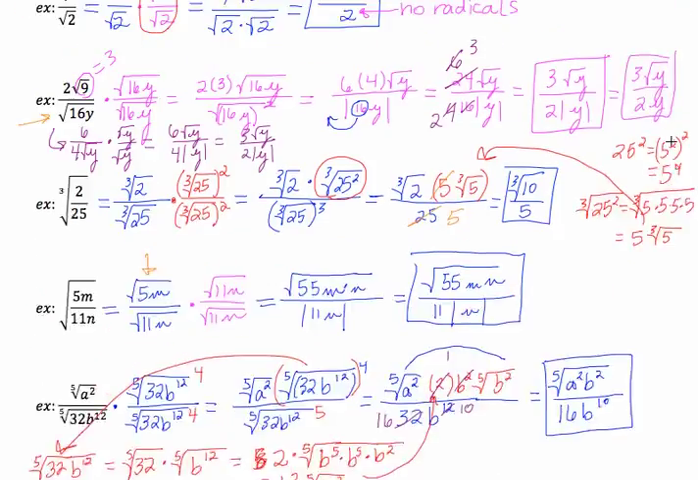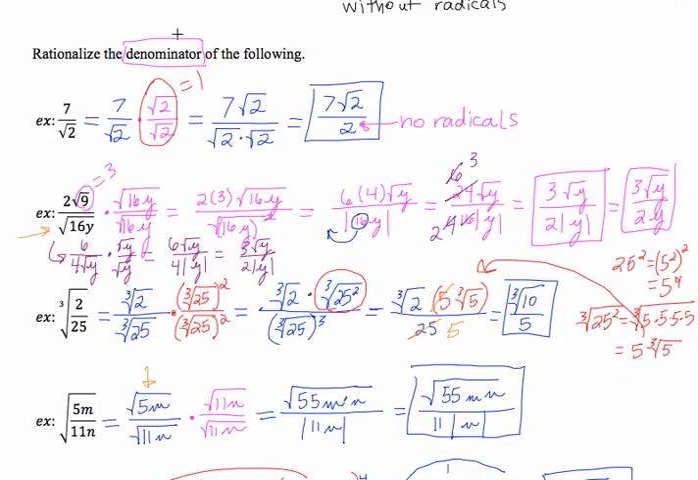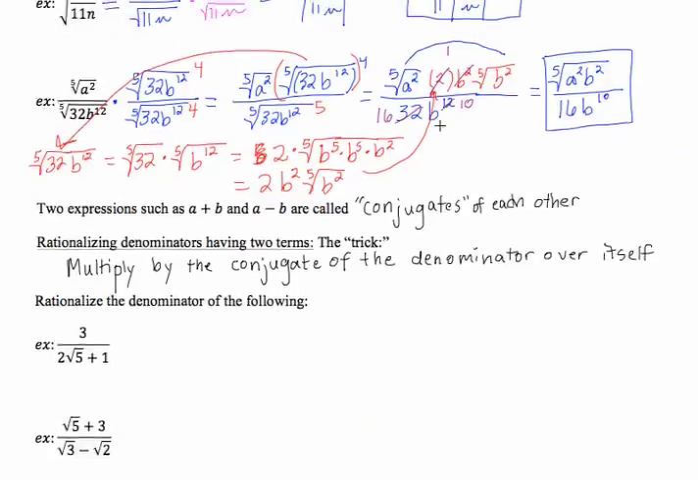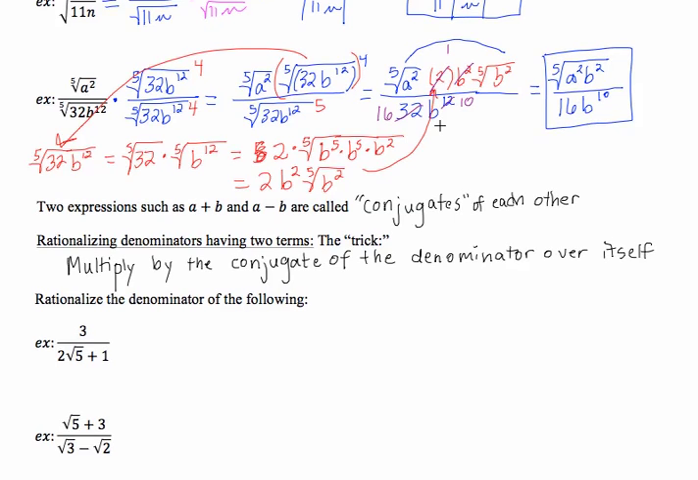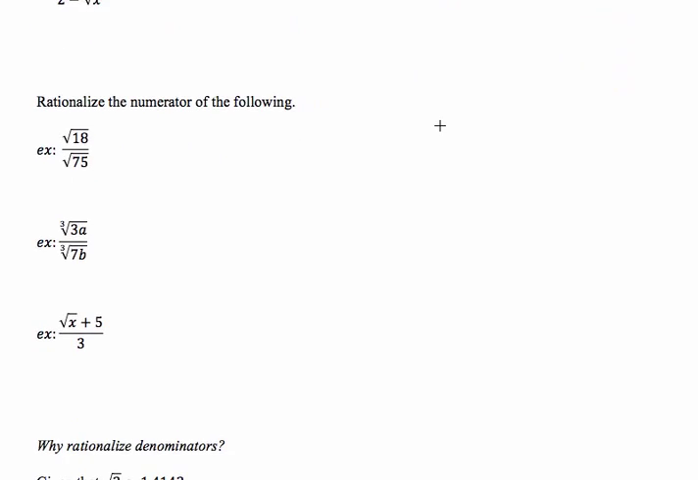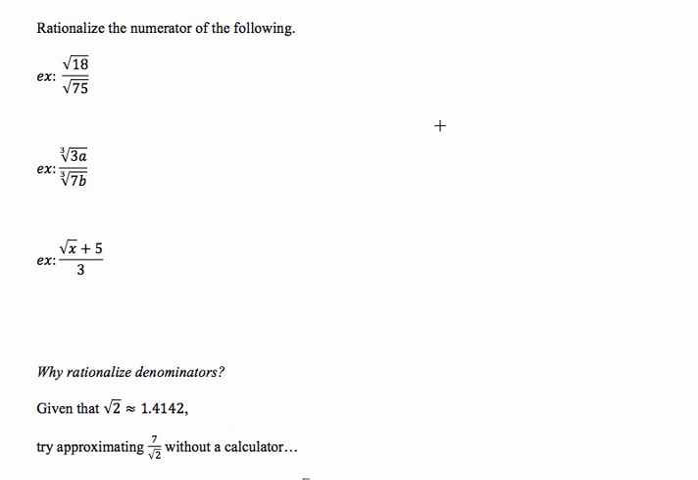Okay, so there's some good practice there in rationalizing denominators. You can do the same thing with numerators, of course, and let's go ahead and skip down here and do that first before we do the next part. Okay, rationalizing numerators, if you just have a single radical, the trick is the same.